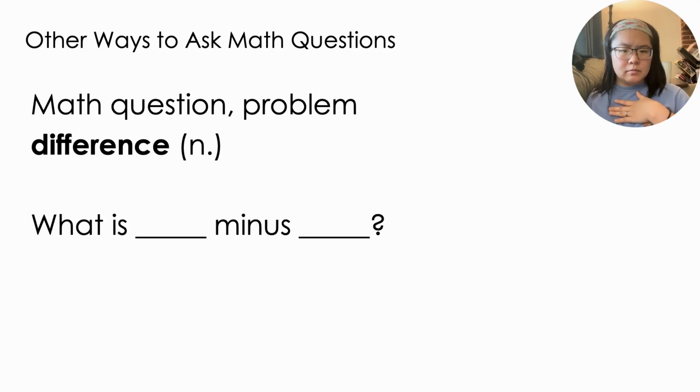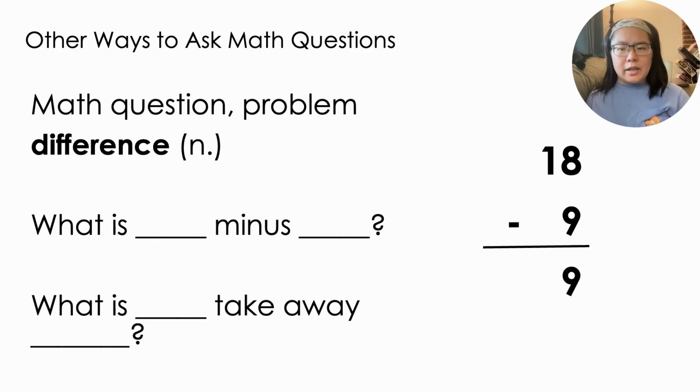Okay. So other ways to ask subtraction problems you may be familiar with. What is 18 minus 9? The difference is 9. The answer is 9. 18 minus 9. You also may hear, what is 18 take away 9? Same thing, minus or take away. So the answer is also 9.